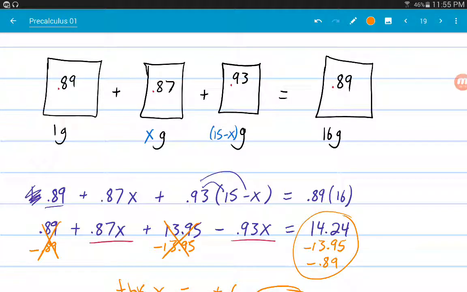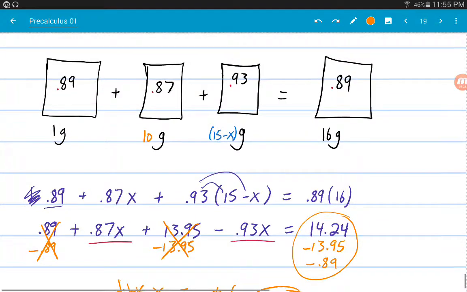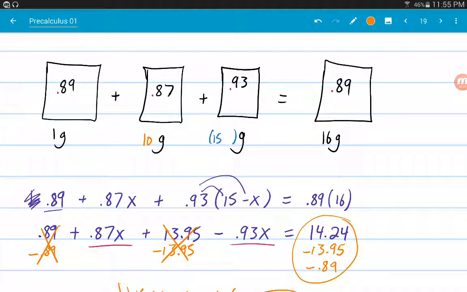So that means if I go up here, x is 10 gallons. And 15 minus x is 15 minus 10, that's 5. And hey, look, they add up to 15 gallons. 5 and 10 and 1 is 16. And the question is done.